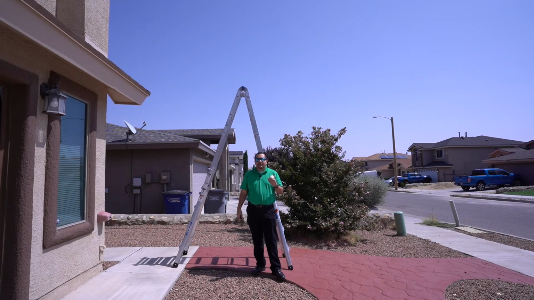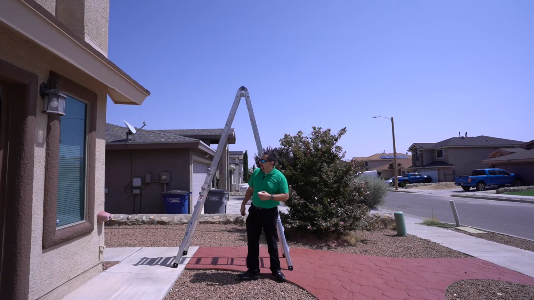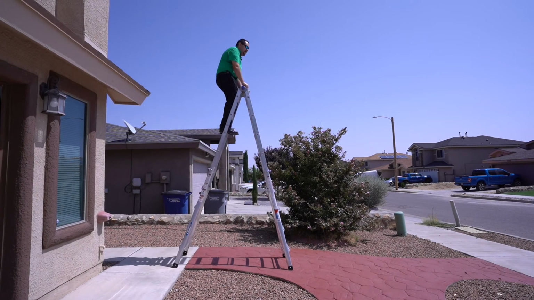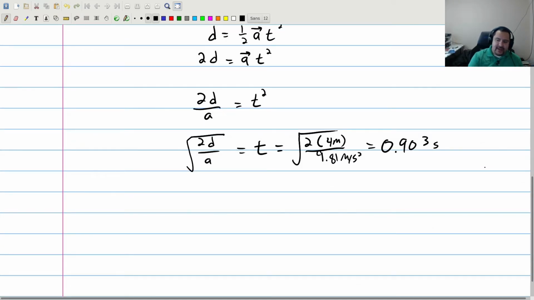I'm going to drop this rock from a height of about 4 meters. Yes, I measured it. All right, let's go. In 3, 2, 1, go. So how fast was that rock moving when it hit the ground? Because the timing looks like it was pretty close to accurate.